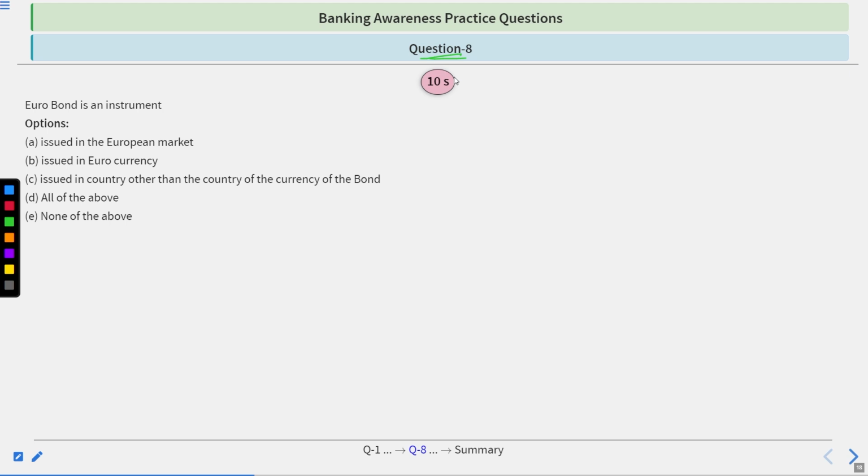Now, question number 10. Eurobond is an instrument issued in the European market, issued in euro currency, issued in a country other than the country of the currency of the bond, all of the above, none of the above. To answer this, you will have 10 seconds. Time starts now.